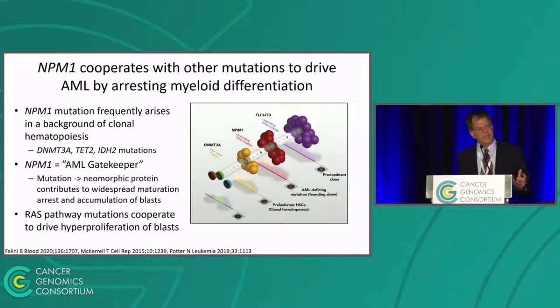The idea is that the mutation produces this neomorphic protein that then immediately arrests maturation and leads to very rapid and widespread accumulation of blasts. And this shows how this can happen on the backbone of an existing DNMT3A mutation. Once the NPM1 develops, it arrests maturation, and often there are additional mutations like FLT3 that further drive the proliferation of the clone.